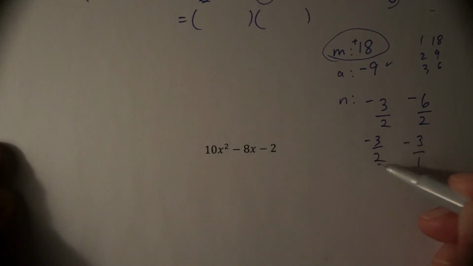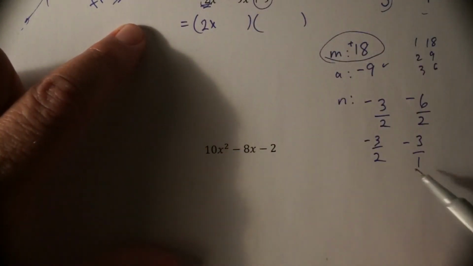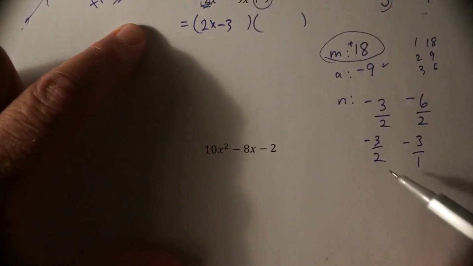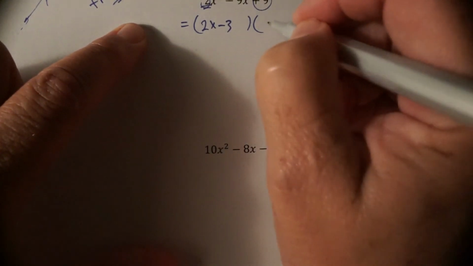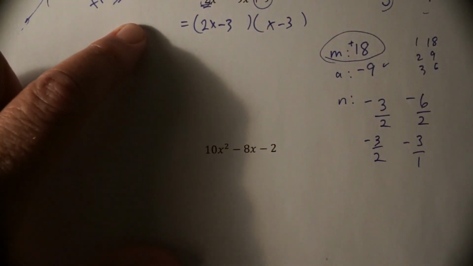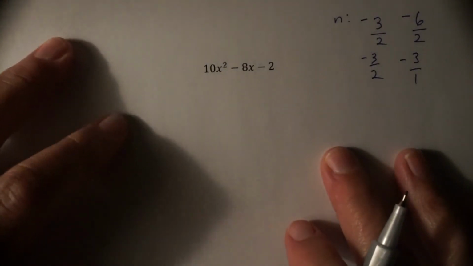So now I start at the bottom, always start at the bottom, and I'm going to go, okay, that's 2x minus 3, and 1x, or just x, minus 3. And we're done. See how easy that was? Okay, last one.